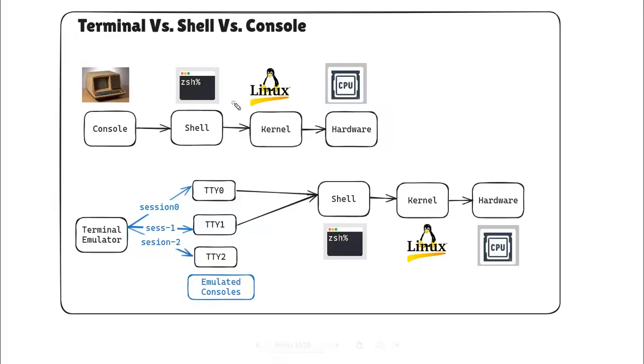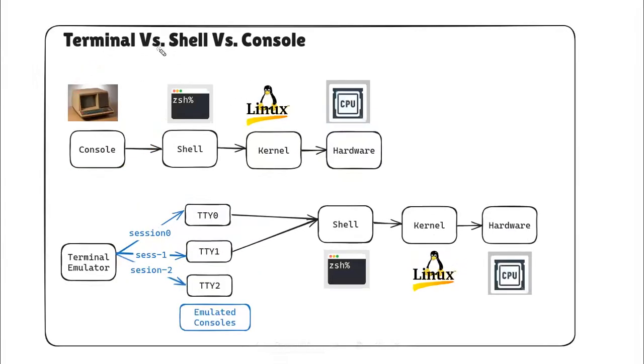Basically, underlying that, it will talk to the kernel, and the kernel will talk to the hardware, using the hardware resources in order to execute my command, and whatever output comes will be sent back to the terminal. So this is the entire flow. Now, so far we have discussed what terminal and shell are. Now let us explore what exactly console is.